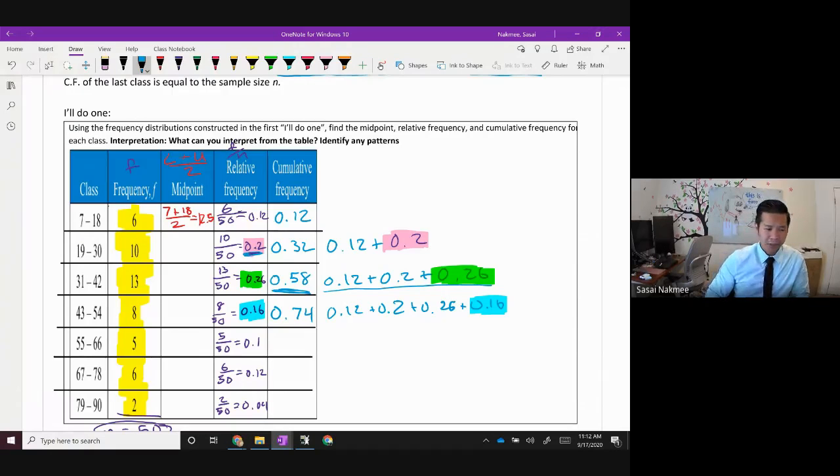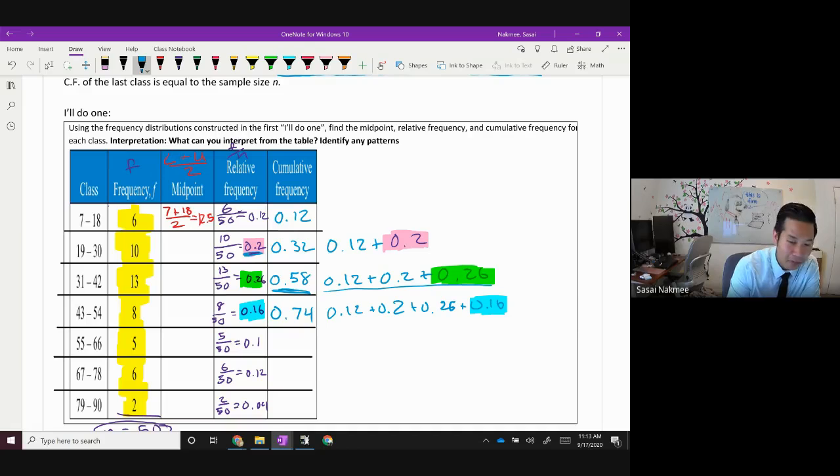How are you guys doing with this cumulative frequency? Did I lose anybody on the cumulative frequency? Or matter of fact, did I lose anybody on the relative frequency? I forgot to check in with you guys there. Are you okay with how these numbers are getting filled in? Does it make sense? Does it not make sense? Do you have a question? You've got to let me know. It makes sense. Okay.